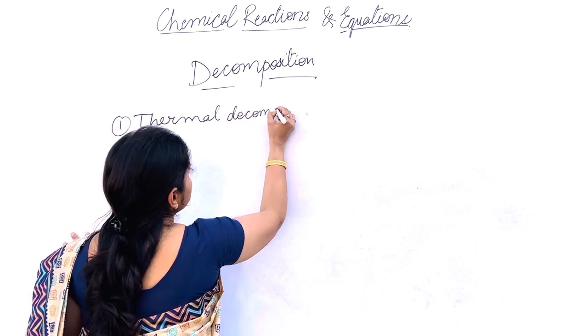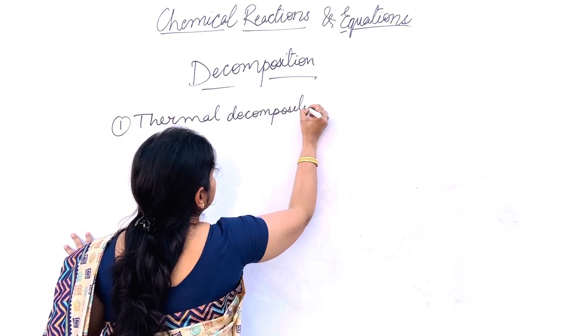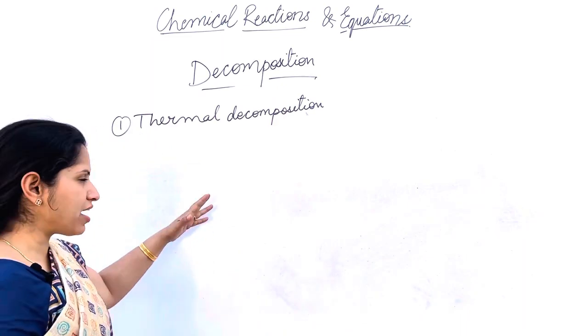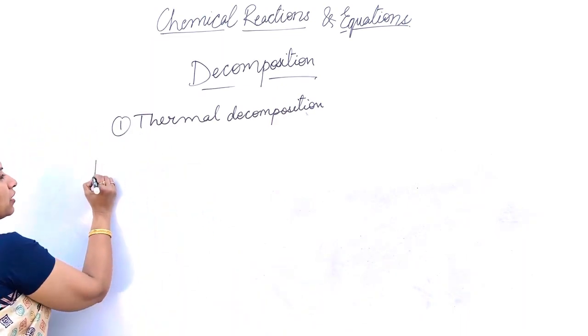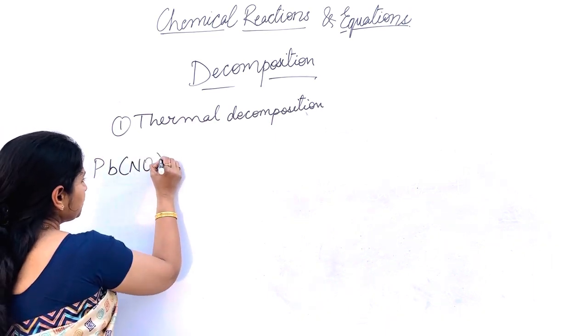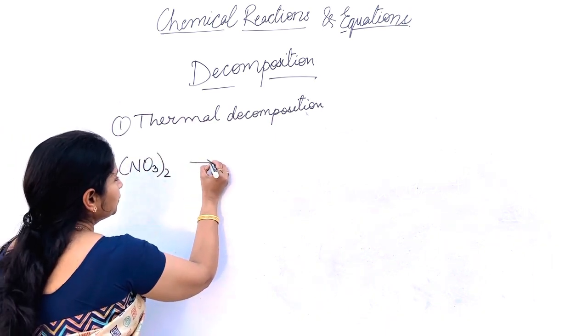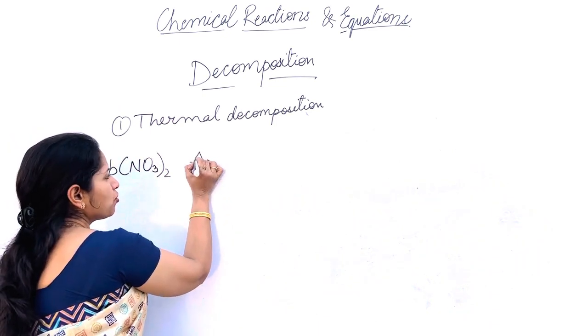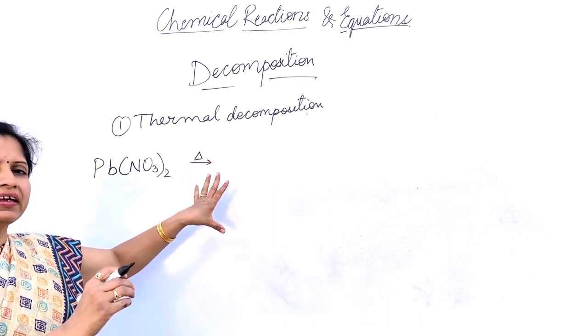Thermal decomposition. One very important thermal decomposition reaction we are going to talk about is decomposition of lead nitrate. Lead nitrate is Pb(NO3)2. When it is heated, how do you show that it's heated? You can draw a triangle or you can just write heat.